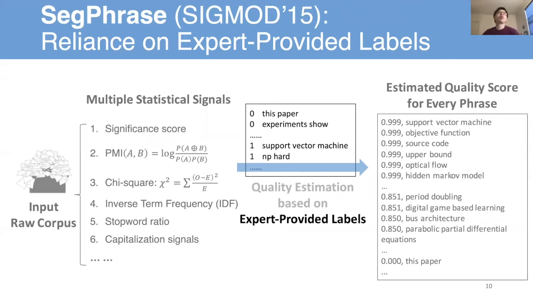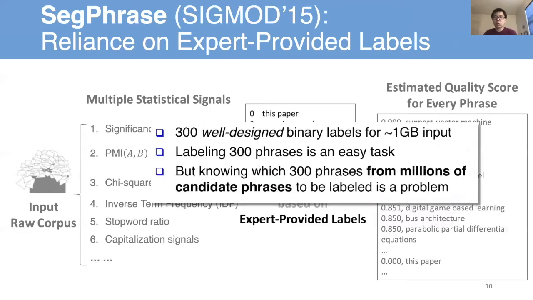So as I mentioned before, this SegPhrase still requires expert-provided labels. Then the question becomes, how many labels do we need? Actually, not that much. For about 1 gigabyte raw text, we only need 300 well-designed binary labels. You may think that labeling 300 phrases is not a big deal, but the key here is how can we know which 300 phrases we should label, given millions of candidate phrases? This actually requires a lot of domain-specific knowledge, and you must be familiar with the SegPhrase model and features. This is a big problem deviating from our automatic principle.